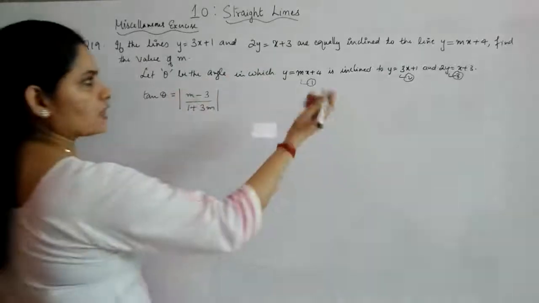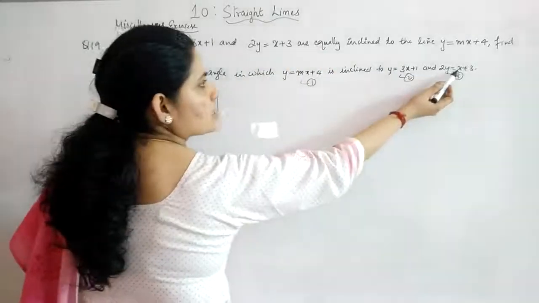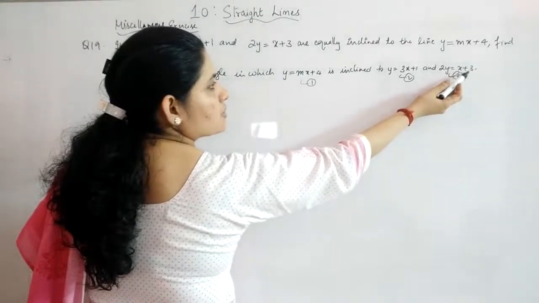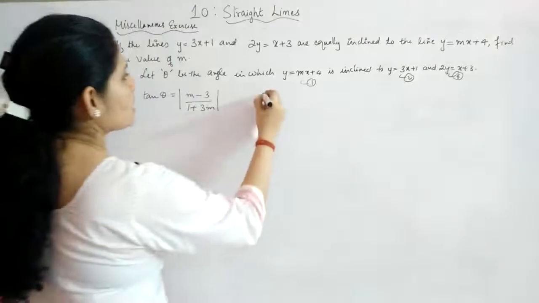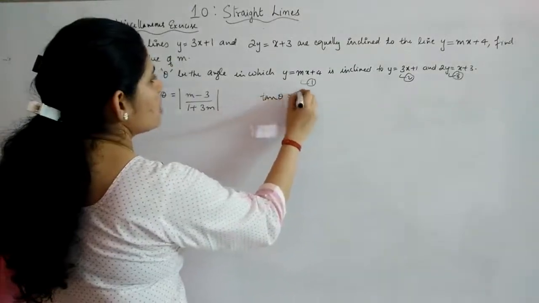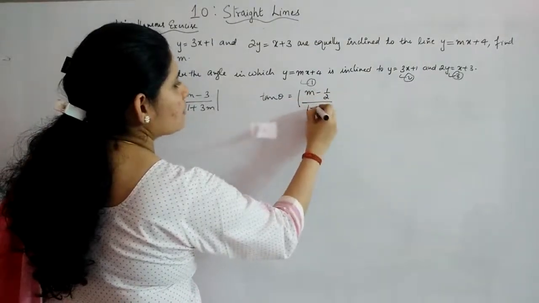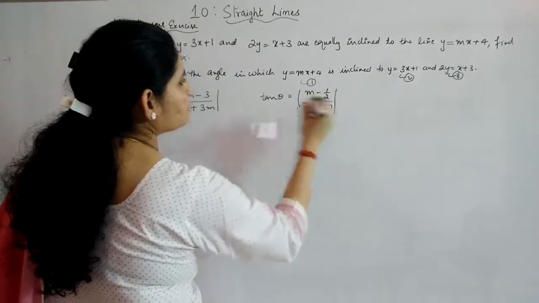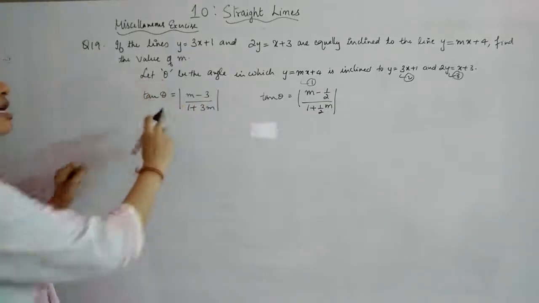And for the second one, that is for the first and third line, for the third line what is the slope? Y is equal to 1 by 2 x plus 3 by 2. So 1 by 2 is the slope of the third line. So you will get tan theta is equal to mod of (m minus 1 by 2) divided by (1 plus 1 by 2 m).